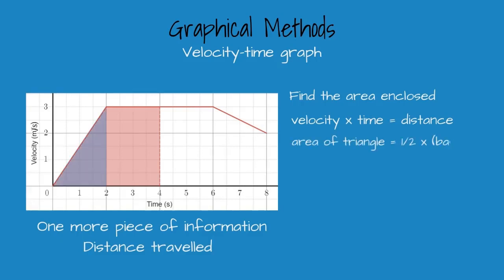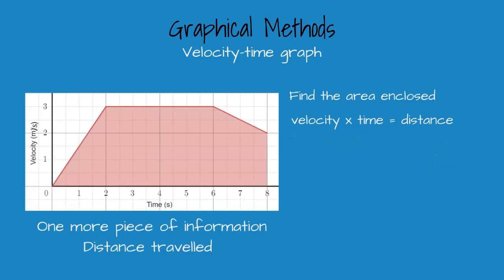The area of the triangle is half times its base times its height. In this case, it will be 0.5 times 2, which is our time, multiplied by 3, which is our velocity, so 3 meters. Then to calculate the area of the rectangle, we must calculate its base times height. In this case, it will be 2, which is our time, multiplied by 3, which is our velocity, so 6 meters. So, the total area or the total distance traveled in the first 4 seconds is 3 plus 6 or 9 meters. If you want to calculate the total distance traveled in 8 seconds, you need to calculate this area.